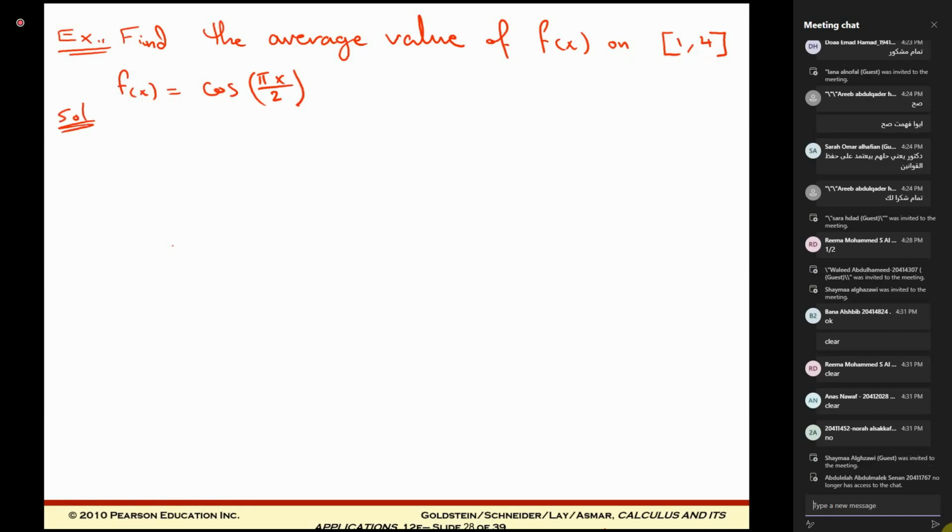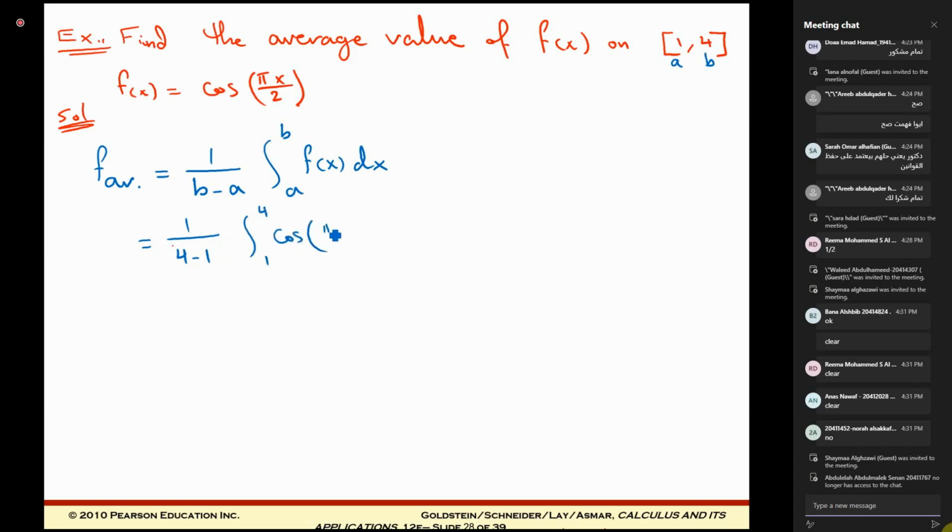The solution. What's the law of the average value? You must remember the average value: f average equals 1 over b minus a, where this is a and this is b, multiplied by the integral from a to b of what? Of f of x. This is the average value. So we have 1 over 4 minus 1, from 1 to 4, cosine pi x over 2 dx.